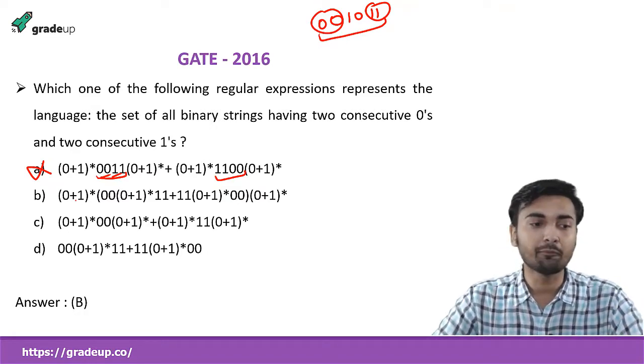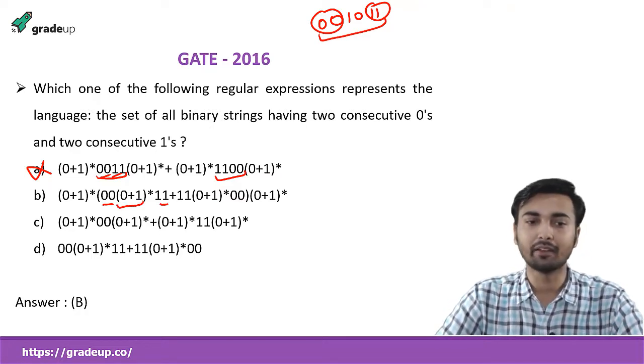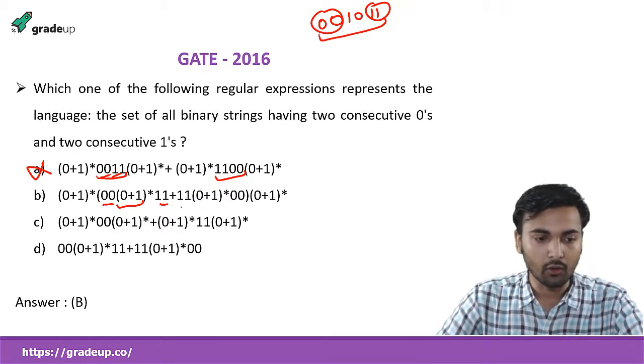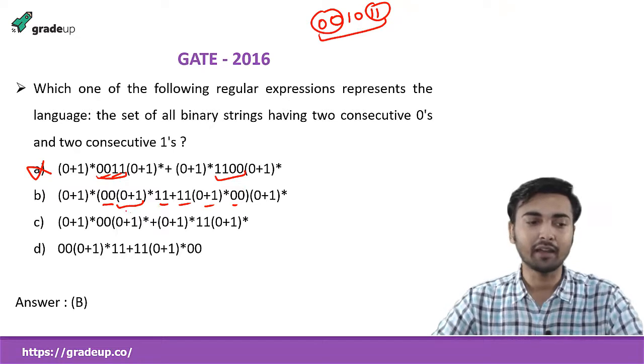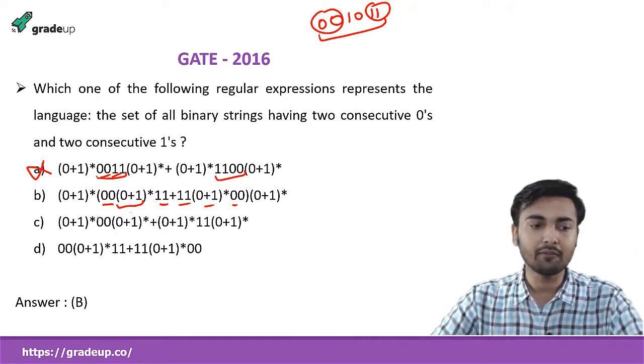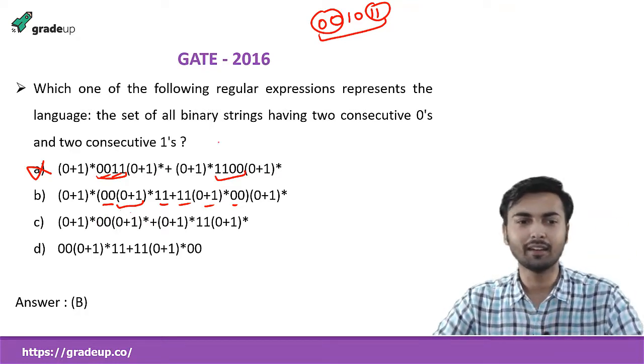Now try the same example on option B. See here, 00 and 11, anything can come in between. Here also, 11 and 10, anything can come in between. So that's why this string is not rejected by the second option. Try the same for the third option. It is even not correct.